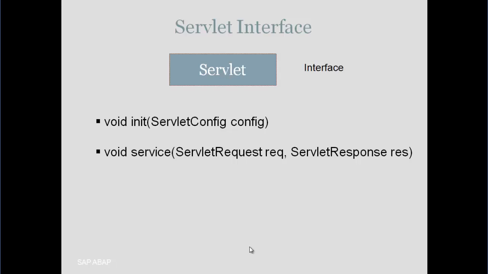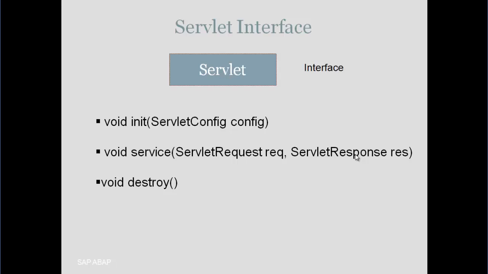Then we have the service method. Whenever a request is coming from the client, the request needs to be serviced. So this service method takes care of that. The service method takes two different arguments. One is of type ServletRequest, the other is of type ServletResponse. The ServletRequest object holds the information about the request that is coming from the client, and the ServletResponse object holds the information about the response that is to be delivered to the user.